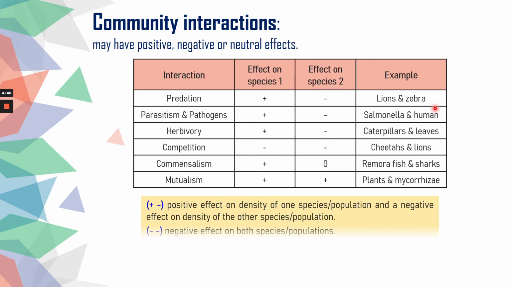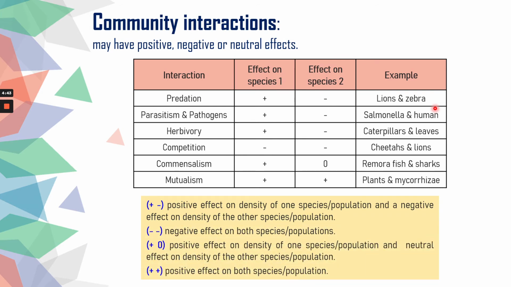As you can see here in this table, it shows the types of community interaction that may occur. The first one is predation. For example, we can see predation between the lions and the zebra. The next one, parasitism, which includes the pathogens, which can be seen with salmonella and humans. The next one is herbivory, like caterpillars and leaf. All these first three types of interactions are symbolized as positive-negative interactions toward each population of different species. The positive will gain the benefits. On the other hand, the negative will be harmed by the first species.